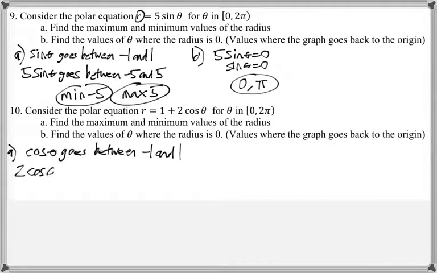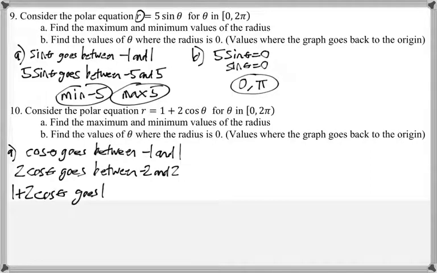2 cosine of theta goes between -2 and 2. So I'm trying to build up into this equation here. So if you change the amplitude to 2, it's going now between -2 and 2. And then if you do 1 plus 2 cosine of theta, that's shifting everything up 1.